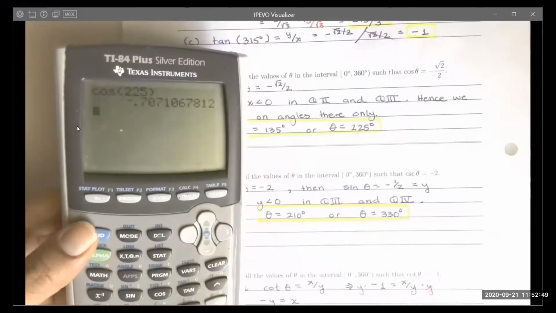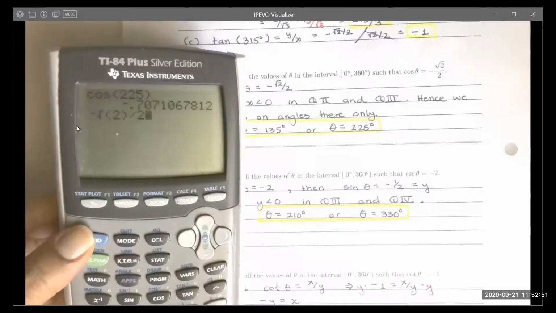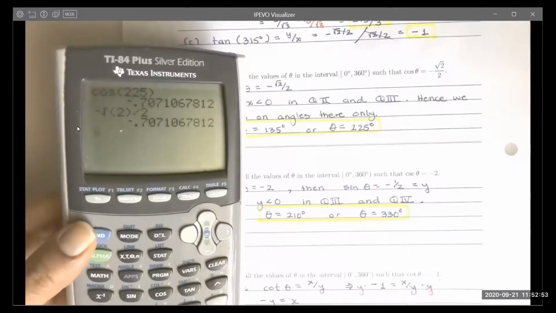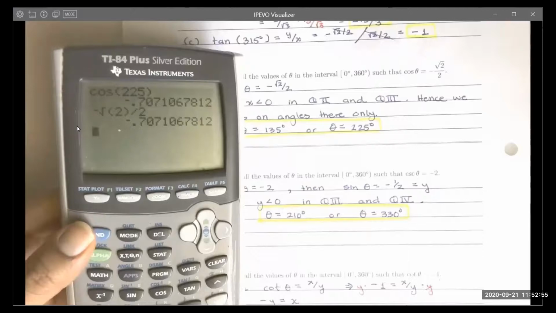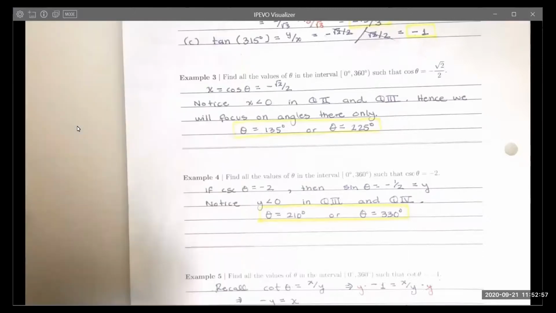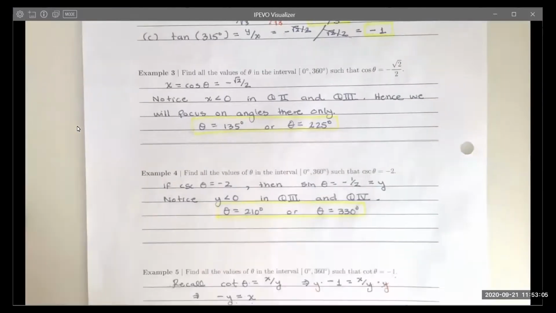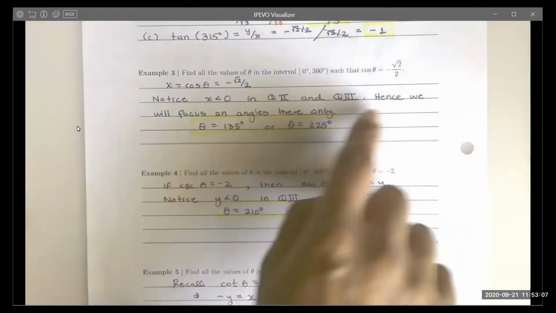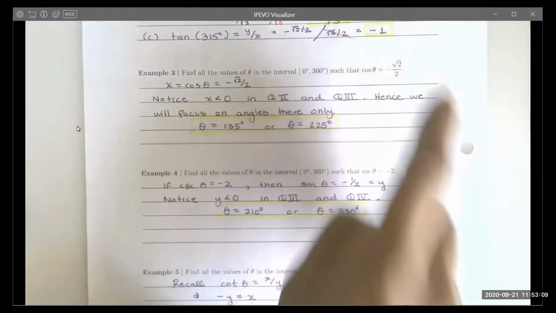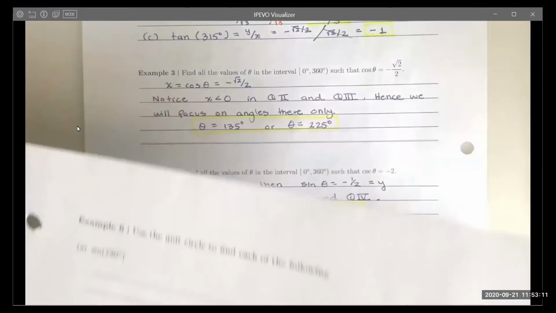Okay, again, we get the same thing as negative radical 2 over 2, so that means that we have the correct answer for that as well. If you're ever in doubt whether or not you found the correct angles, you can always plug the result into your calculator and see if it agrees with the equation. Let's go to example number 6.